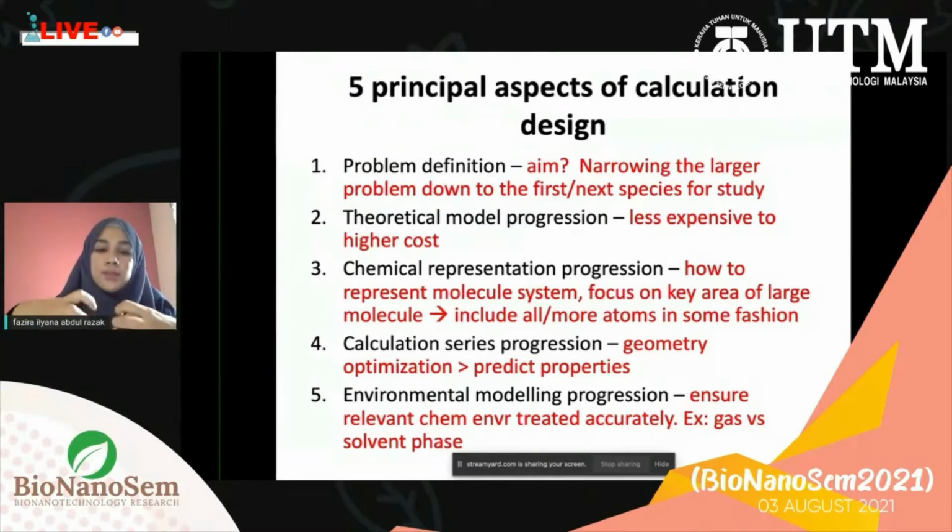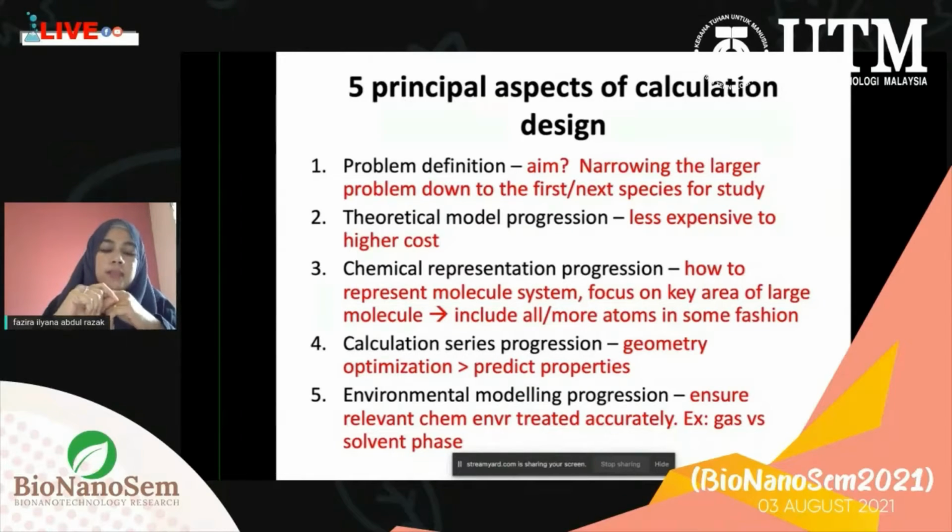Of course, if you have a large system, you start with a small system first that represents the whole molecule, and you have to know whether you want to include all of the atoms or exclude some of them. Then, calculation series progression. Of course, you have to start with geometry optimization. For those already involved in computational chemistry, you understand this already. You start with geometry optimization, and then you use that optimized geometry to predict your properties.